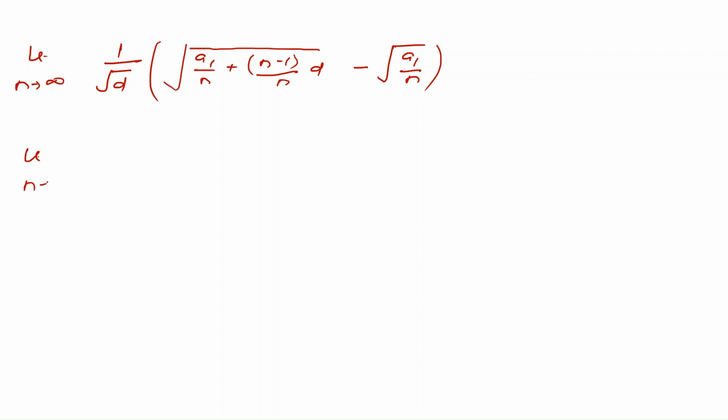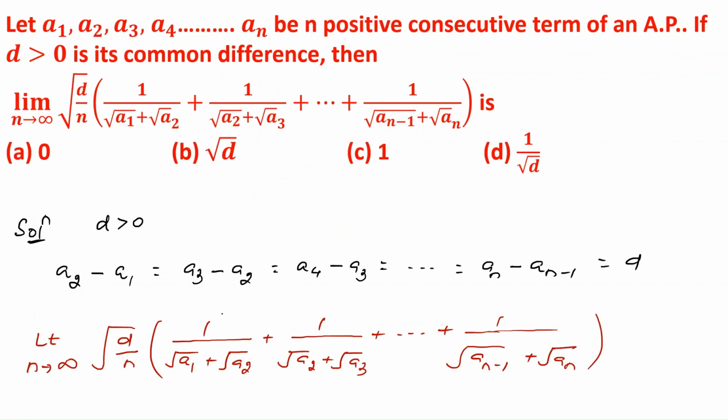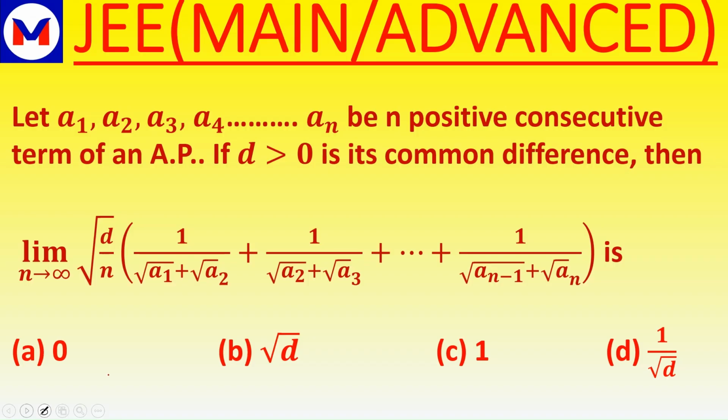Therefore, this gives the limit as n tends to infinity of 1 by square root of d, and a1 by n becomes 0, plus (1 minus 1 by n) square root of d, where 1 by n becomes 0. The other term also becomes 0. So 1 into square root of d, that is 1 by square root of d into square root of d, is the value 1. That is, the limiting value of the given problem is 1. Option C is the correct option, and I hope you understood it well.